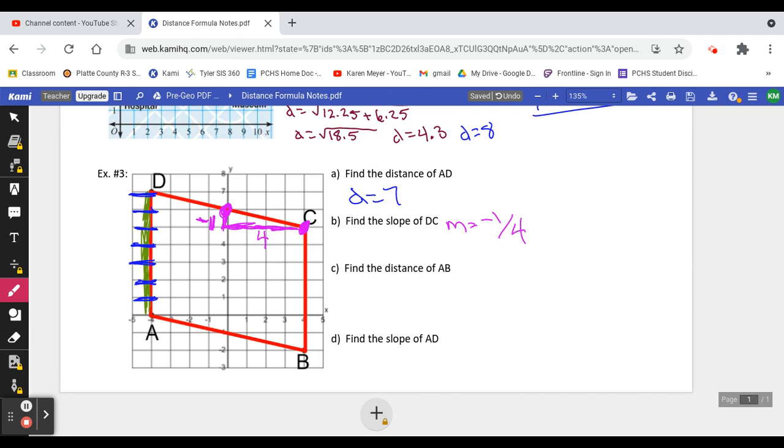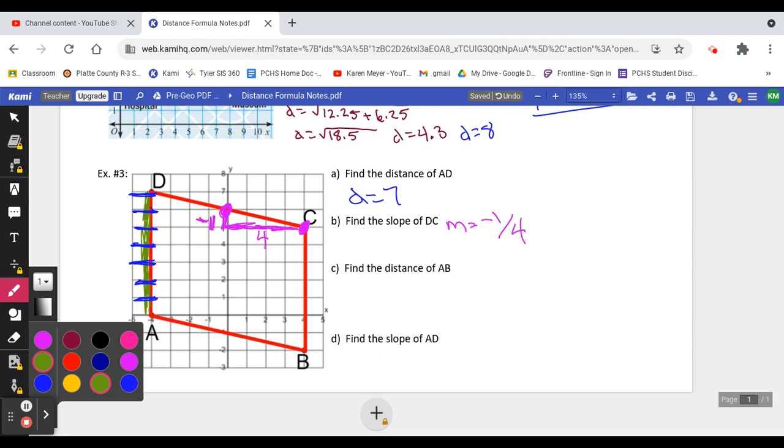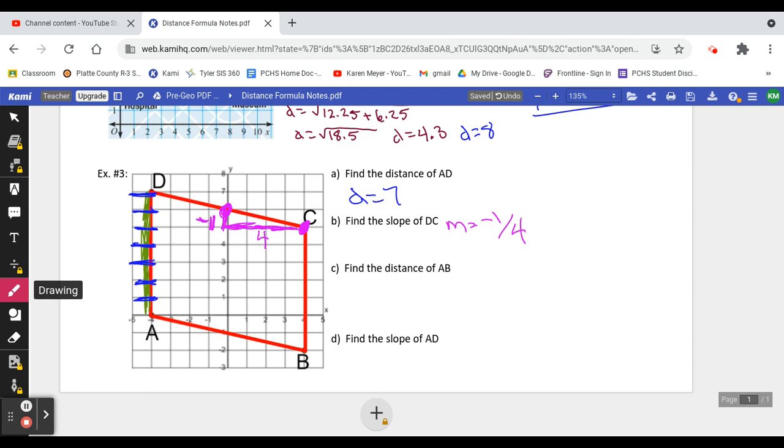Okay, part C, I want to find the distance of AB. AB is not a horizontal or vertical line. Darn. So that means we have to do the distance formula. So what is the ordered pair for A? Well, that would be -4, 0. And what is the ordered pair for B? Well, that would be 4, -2.